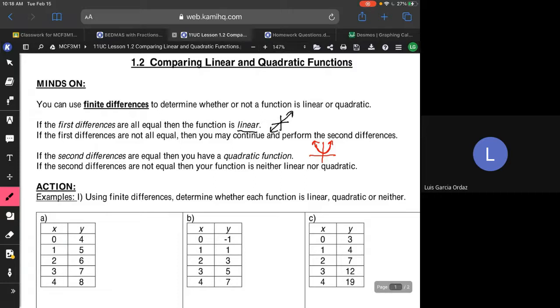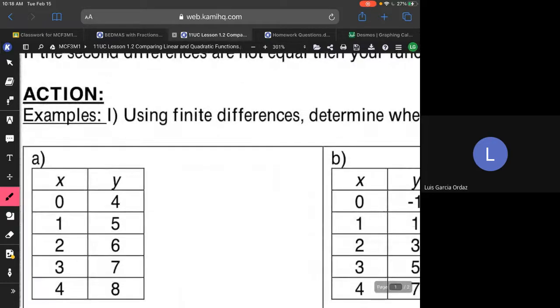So the way you do your first differences is you work from bottom up. You take the bottom number and subtract it from the number on top of it. We have this table of values over here, so I'm going to do my first differences. We're going to start from the bottom and then go up and subtract. So I have 8 minus 7. What does that give me? 1.